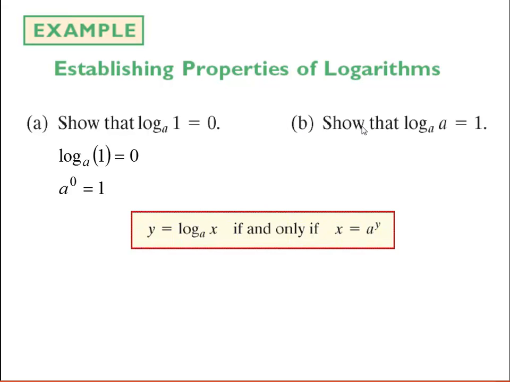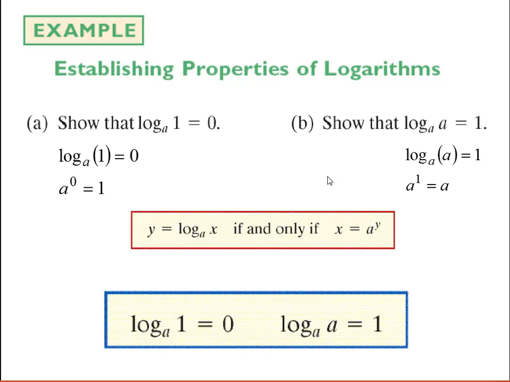Now the second property of logarithms is that log base a of a equals 1. Again, if I use the definition we gave in the last section and rewrite this in exponential form, it's the base a to the power of 1 equals what's inside, equals the a inside the logarithm. So a to the power of 1 equals a, and we know that's true. 3 to the power of 1 equals 3. And this is true for any base a. So these are our first two properties of logarithms.